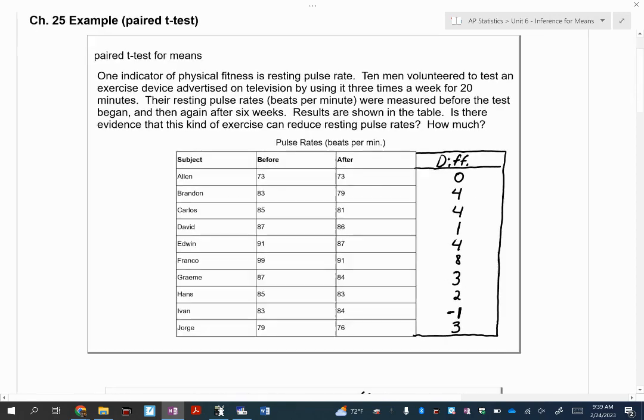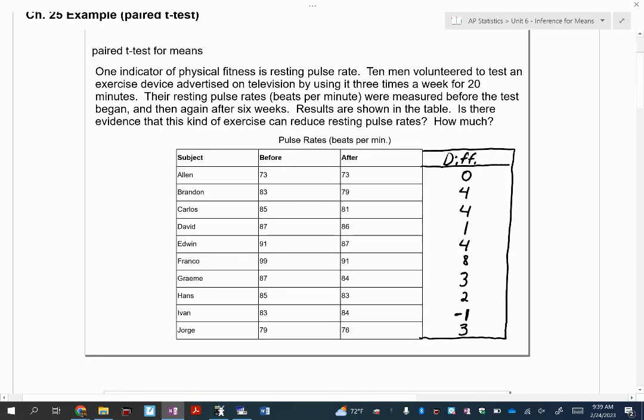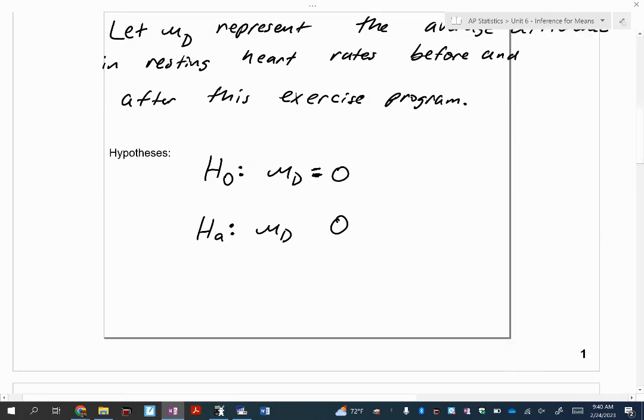It says, is there evidence that this kind of exercise can reduce resting pulse rates? Just be careful, because if you're trying to prove that it's reducing them, what should happen to the after numbers? They should be lower. But we're subtracting before minus after. So if the after numbers are smaller, I am hoping that these differences are positive, right? That's the hope. So even though it says reduce, I'm actually going to be using greater than, right? And that is the trick, and that could mess you up on the AP exam.